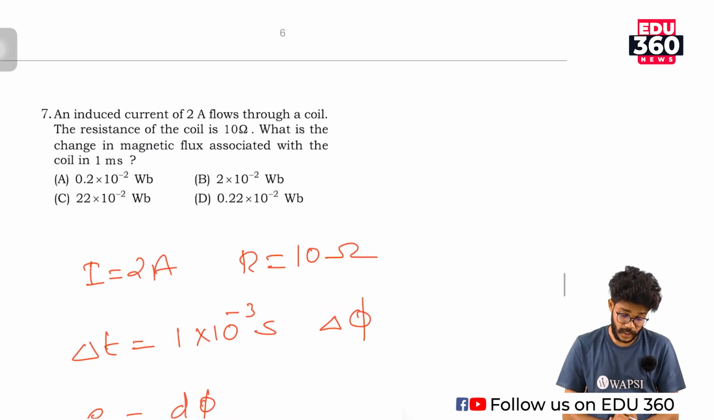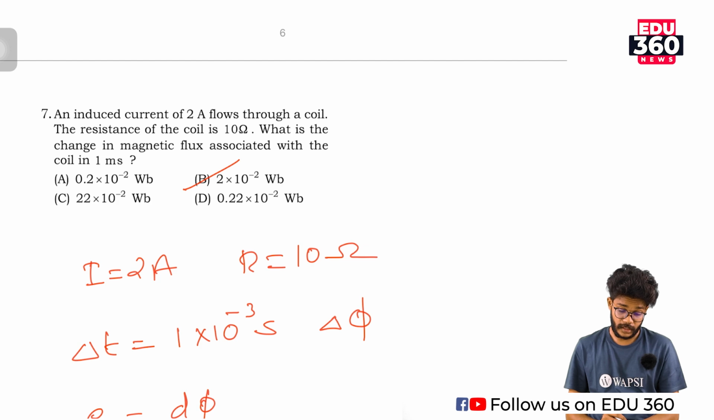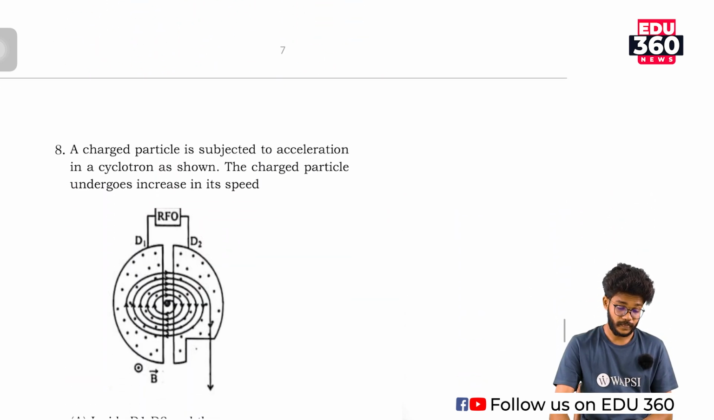So the option is 2 into 10 raised to minus 2 Weber. Option B is our correct answer, and yes, we can move to the next question.